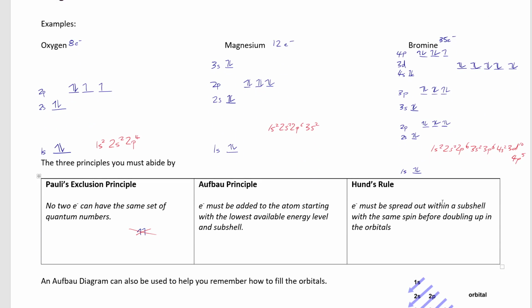And Hund's rule: electrons must be spread out within a subshell with the same spin before doubling up in the orbitals. That just means as follows, right? If you had 3 electrons to place within a p orbital, you have to place them as follows: 1, 2, 3. If you were to do it this way, 3 electrons and you did this, that would be incorrect. That's a violation of Hund's rule.